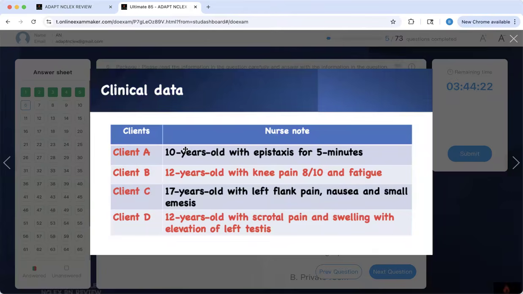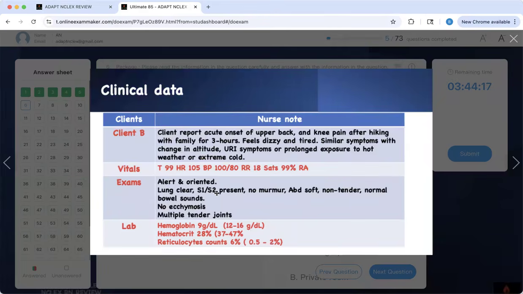Who is client B? Client B is a 12-year-old with knee pain and fatigue. Now I've given you more history about client B. Client reports acute onset of upper back and knee pain after hiking. Therefore, he went hiking. Now, probably dehydrated, and now you have knee pain and back pain for 3 hours. If he's dizzy and tired because he's dehydrated, similar symptoms occur whenever he changes altitude. With a change in altitude, the patient will have similar symptoms. Respiratory infection or prolonged exposure to heat or weather, this is what happens. You get weaker, you have knee pain, and you get tired.